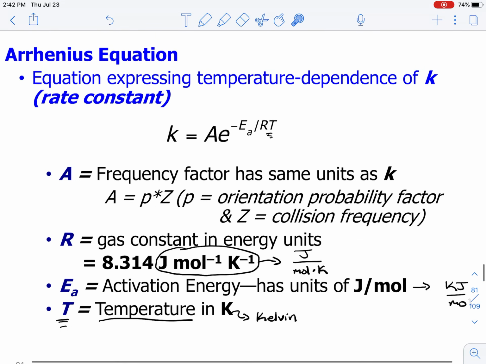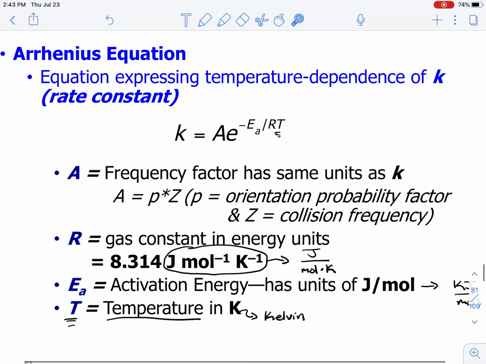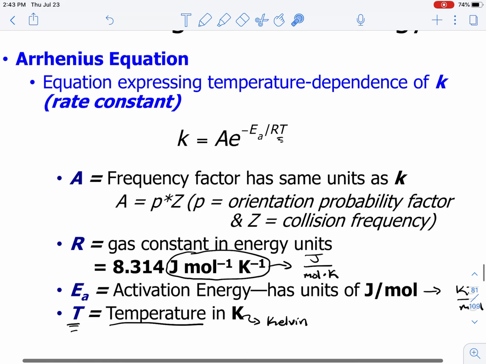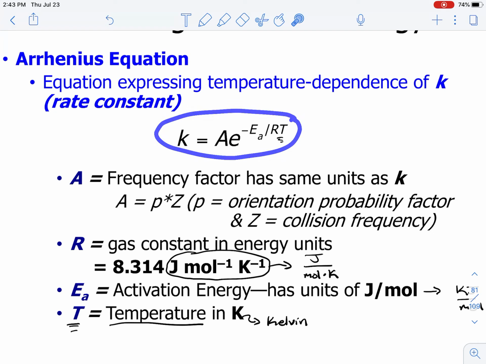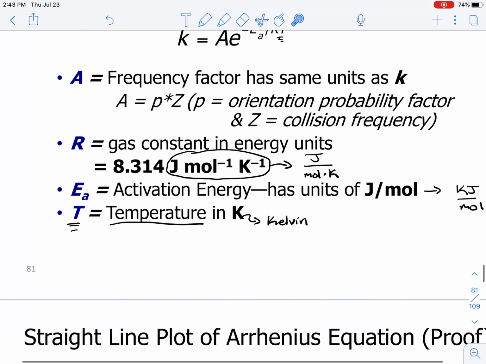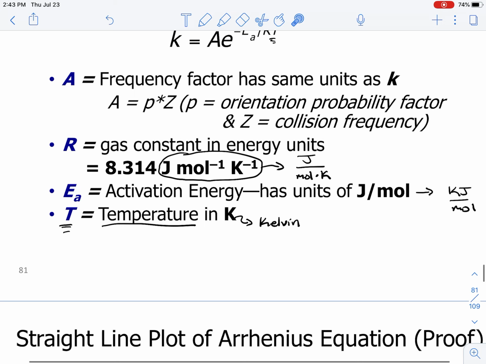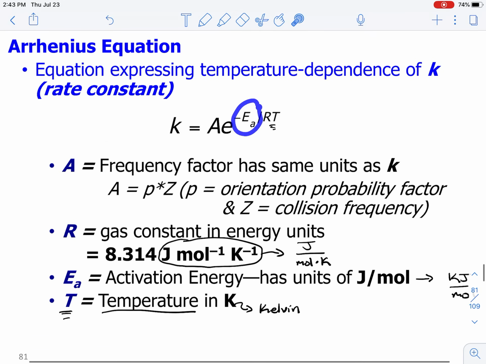All right. And so what we're going to do next is we are going to learn how to expand the Arrhenius equation into what's known as the straight line plot. And so this straight line plot of the Arrhenius equation allows us to not only solve for the activation energy experimentally, but we can also determine, for example, the frequency factor.